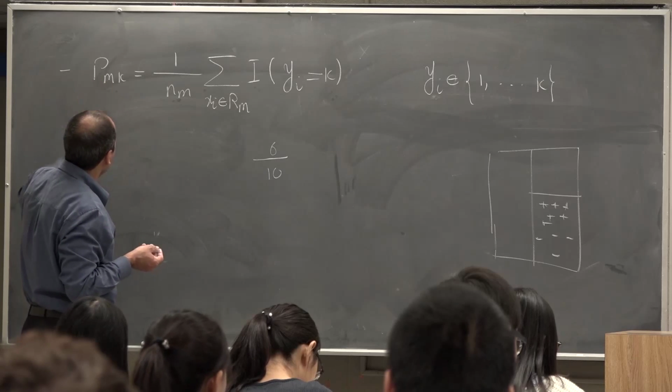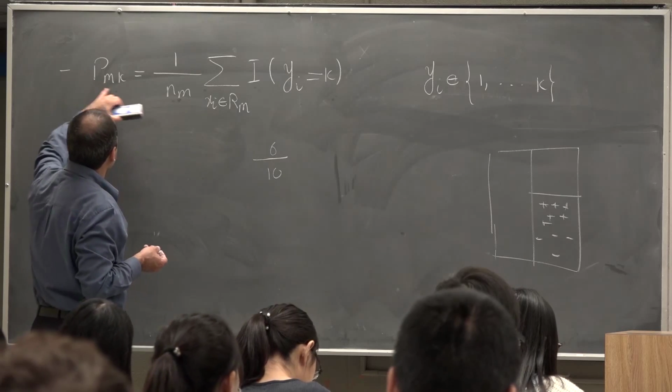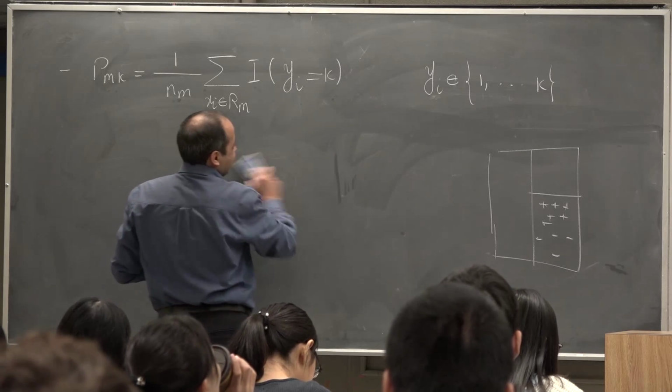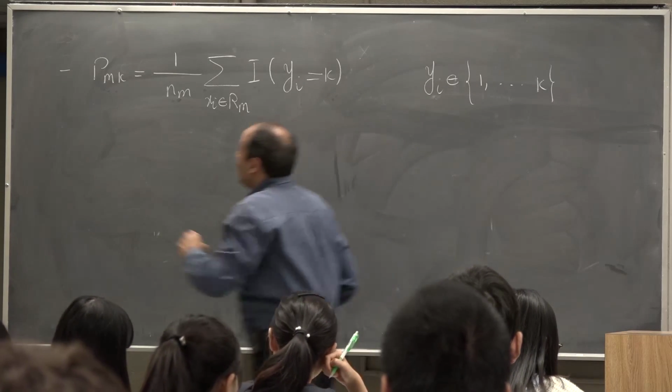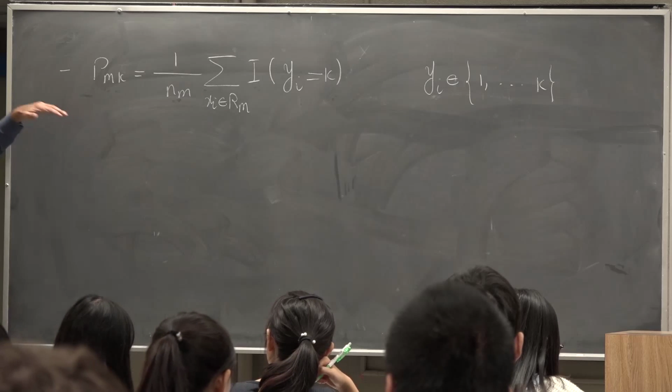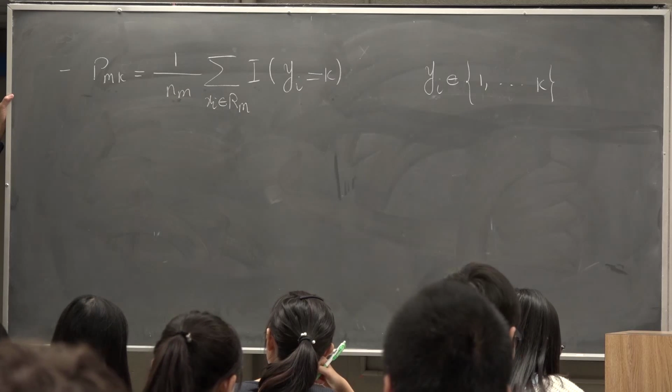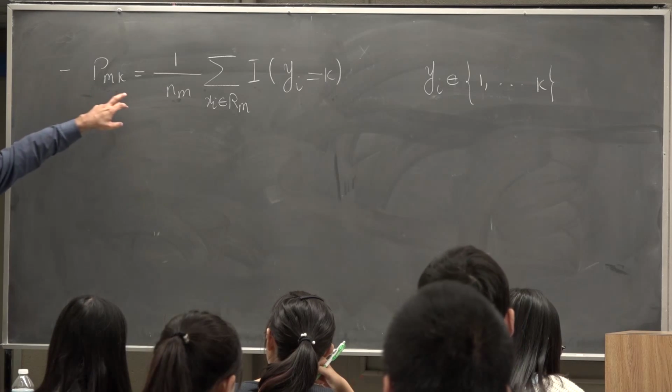And PMK stands for pumpkin, for Halloween. Okay, so that's basically a measure of purity of a region. Purity of region M for label K.